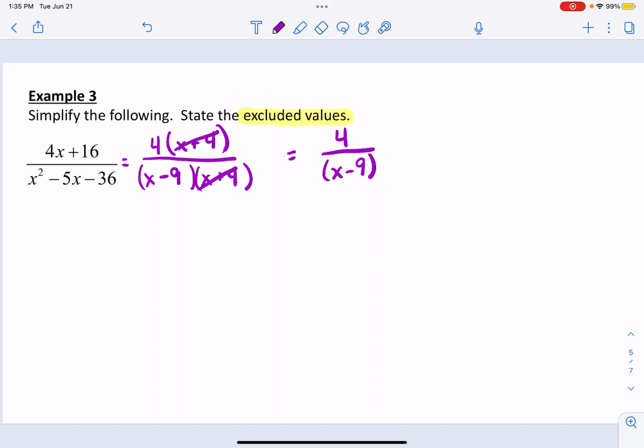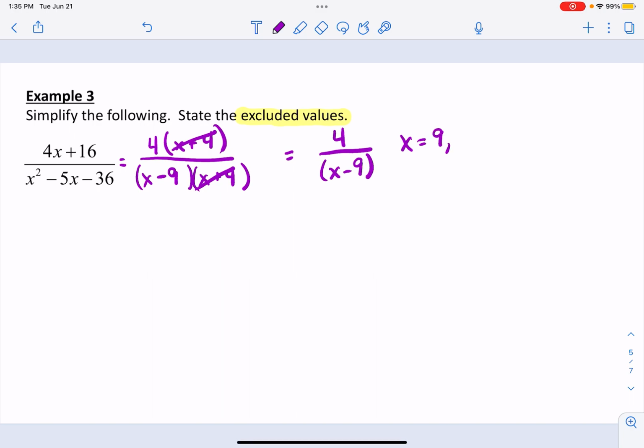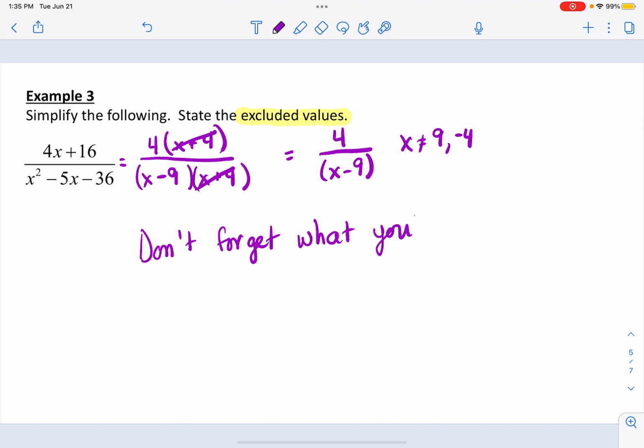Now my excluded values, glad I remembered to do this. This is complicated because first, whatever makes this denominator 0, so that's going to be 9, plus also what you canceled out. You can't forget about what you canceled out. So x cannot be equal to 9 and negative 4, okay? So don't forget what you've canceled out, okay?